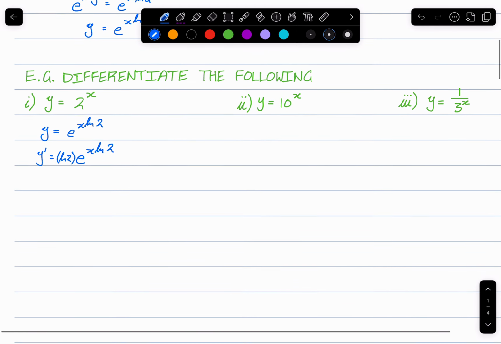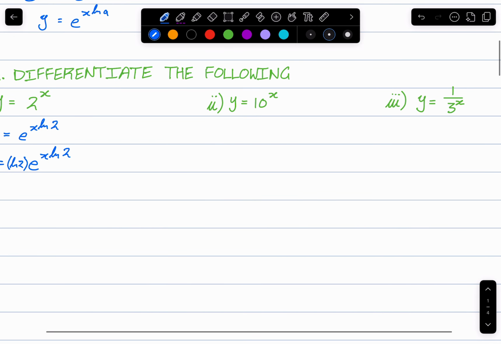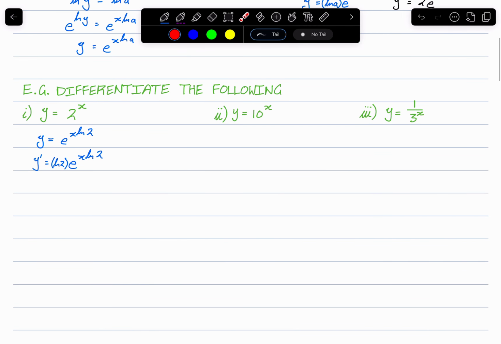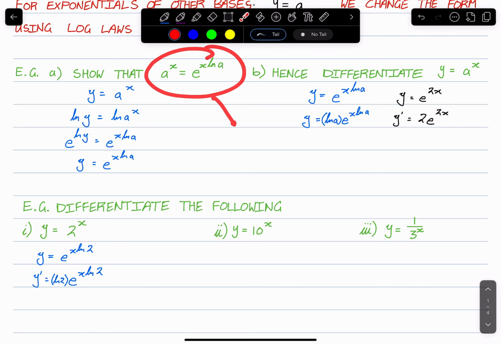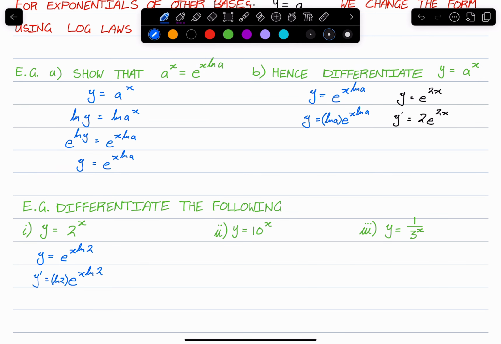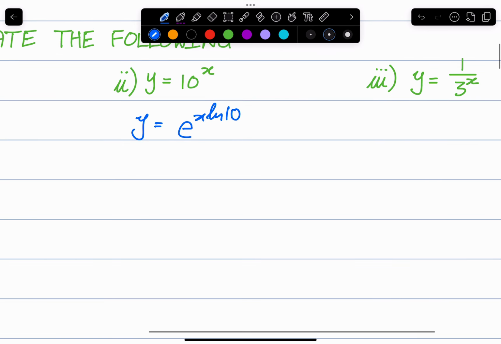Here we go again for this. Same deal. We convert this. So remember, we're going to change this. So this will become y equals e to the x ln 10. And so now the derivative of this is always itself times the derivative of x ln 10, which is just ln 10.